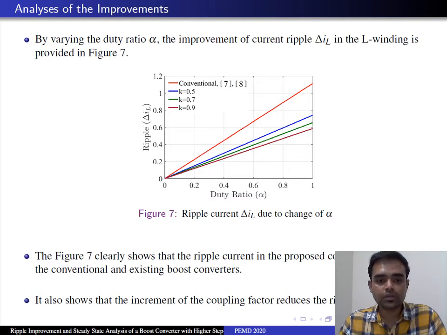And if you increase the coupling factor from 0.5 to 0.9, the ripple in the proposed boost converter will be reduced. So tighter coupling can be used to reduce the ripple in inductor current.